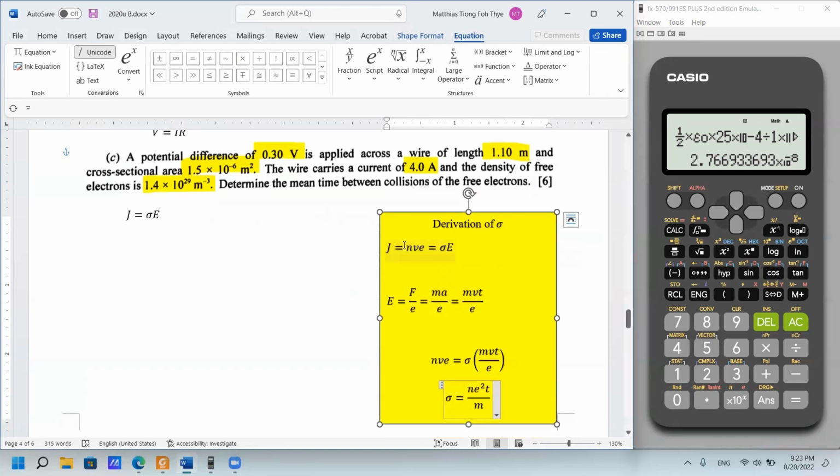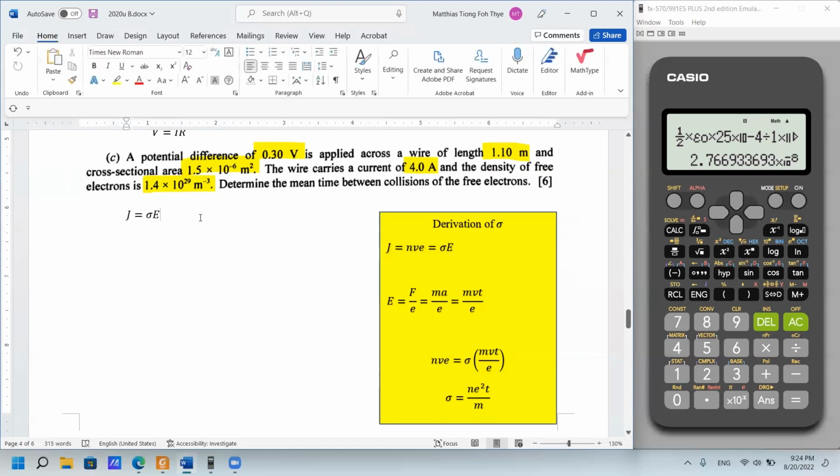So now let us review what information is given. First we have the potential difference and the length of the wire, so this can give us the value of the electric field strength. Then we have the area and also the current, so this will give us the current density. And then we have the electron density, and we have the charge of the electron and the mass of the electron. So now we have all the information ready to put into the formula.